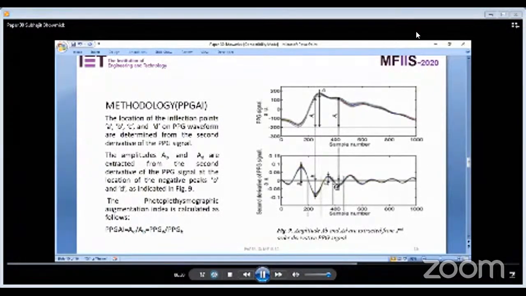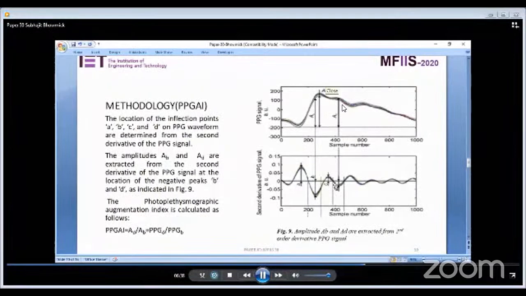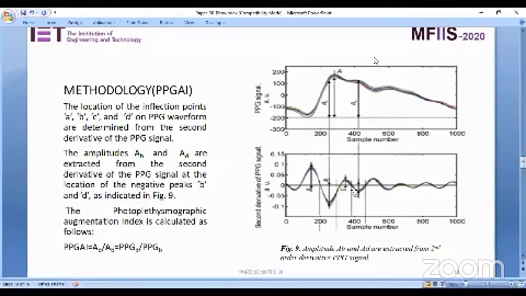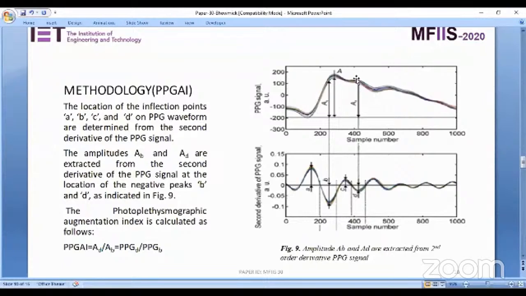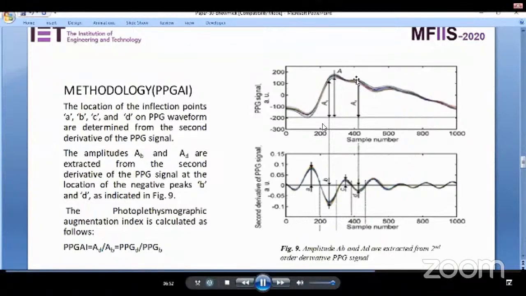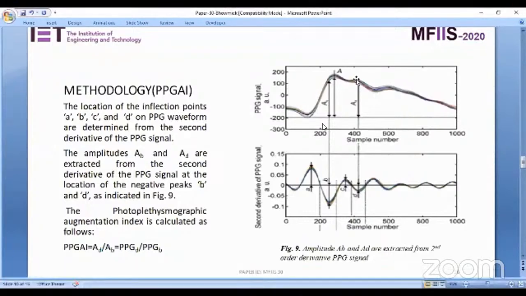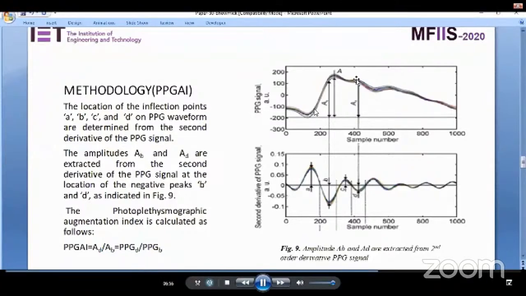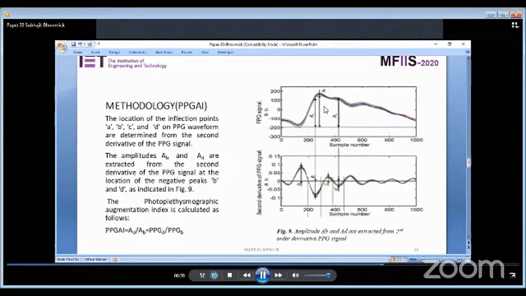The amplitudes AB and AD are extracted from the second order derivative of the PPG signal at the location of the negative peaks B and D, as indicated in figure number 9. PPG AI is the ratio of AD to AB. That means using this formula.